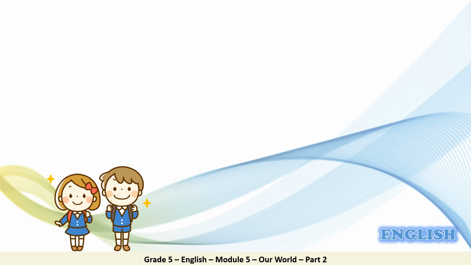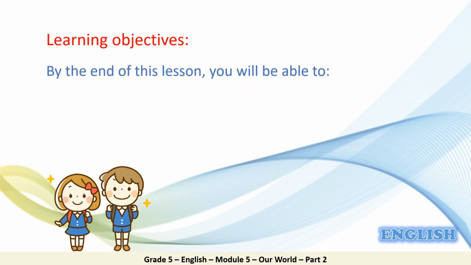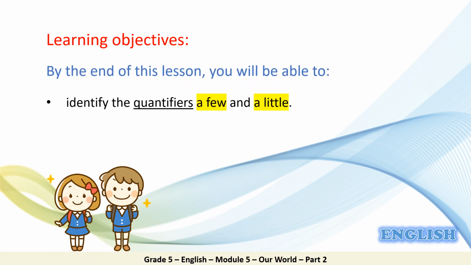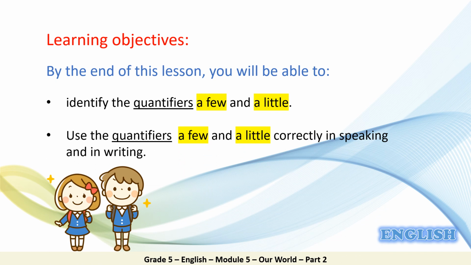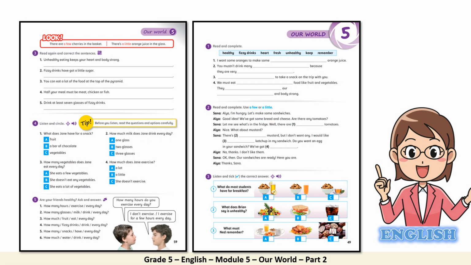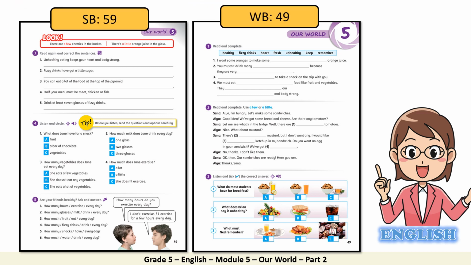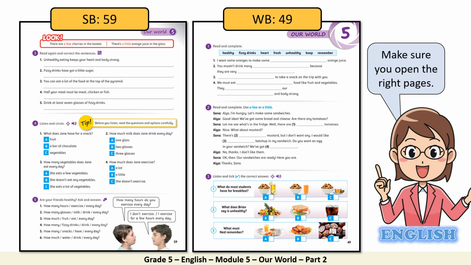Before we start, let's take a look at our learning objectives for today. By the end of this lesson, you will be able to, number 1, identify the quantifiers a few and a little. Number 2, use the quantifiers a few and a little correctly in speaking and in writing. For our lesson today, we will be looking at student book page 59 and workbook page 49. Make sure you open the right pages.